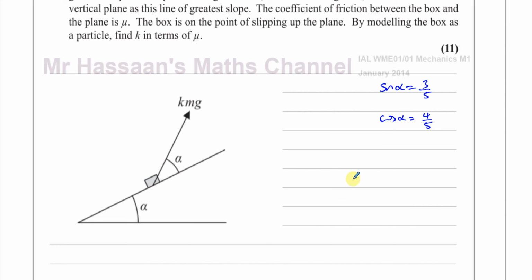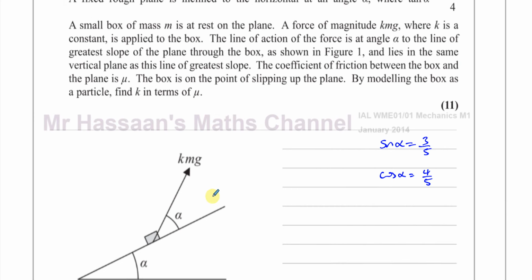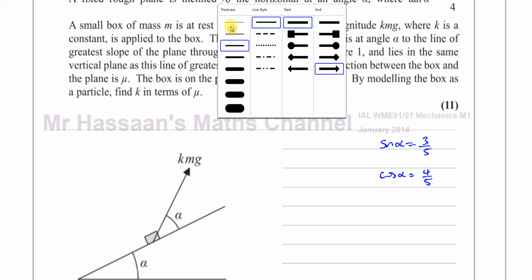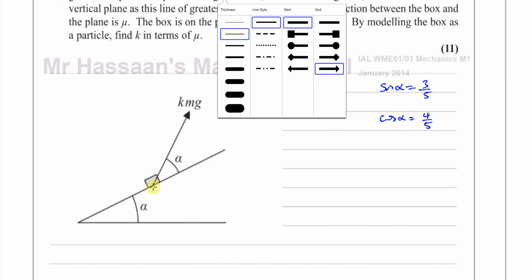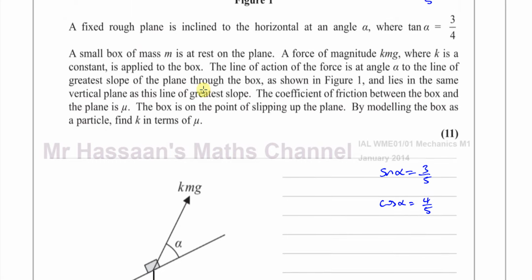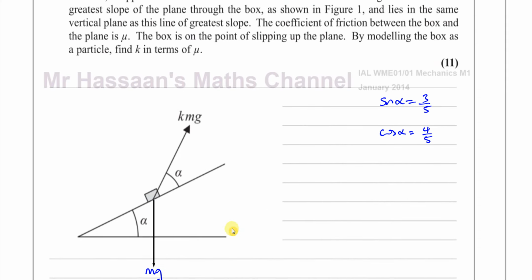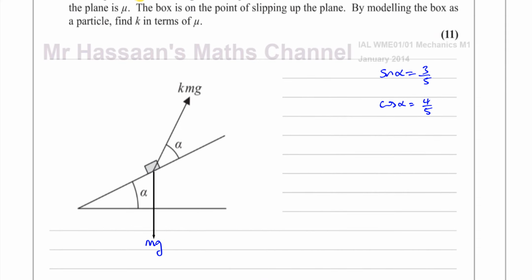Now, I'm going to make a very clear diagram showing all the forces acting upon this box. First, I'm just going to show all the main forces acting on this box. We know that the forces acting on the box are its weight. It's the most obvious thing. They told us that the mass of the box is m, so its weight is given by mg newtons. Then you have also the reaction force between the box and the plane on which it is resting. And the reaction force is always perpendicular to the surface.